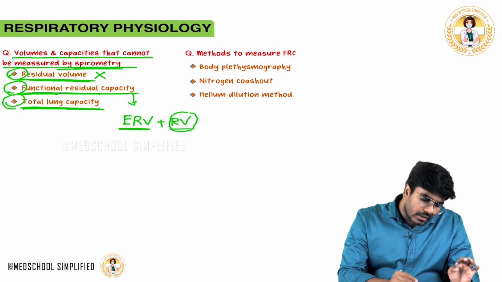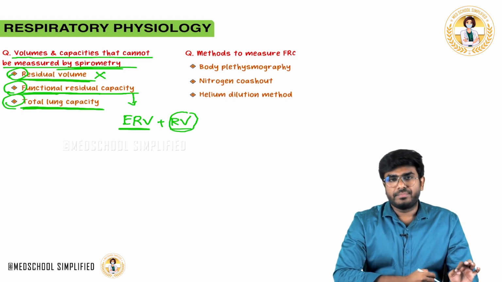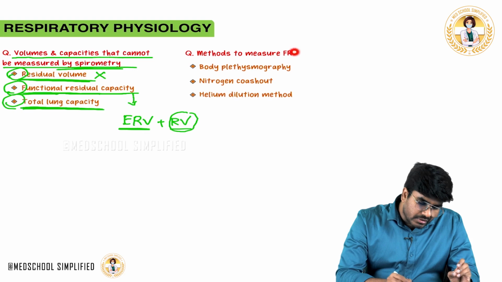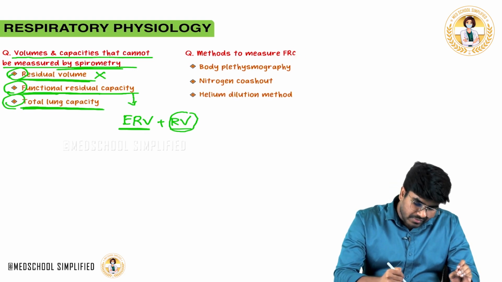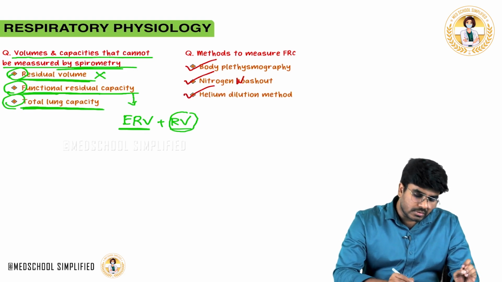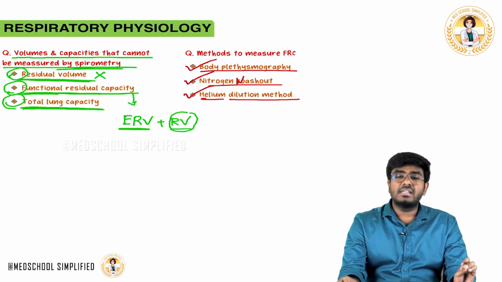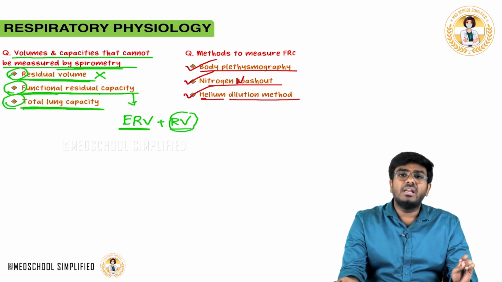Okay, and the next question that will come in your exam is, what are the methods to measure the functional residual capacity? Functional residual capacity is measured with the help of studies like body plethysmography, nitrogen washout technique, and helium dilution method. So helium dilution method, nitrogen washout, and body plethysmography are the techniques which are used to measure the functional residual capacity.